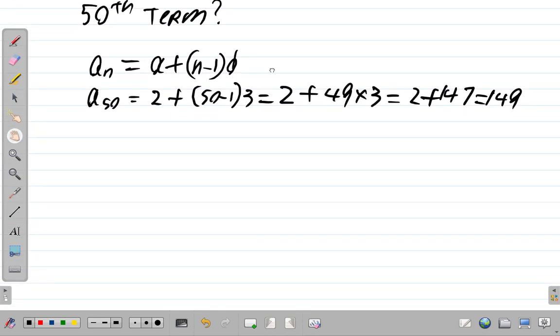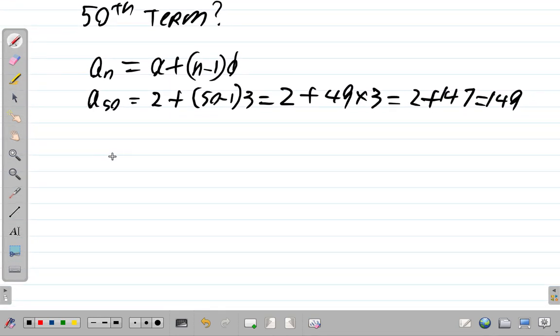Now, let's go to that second example that I promised you. We have the first few terms. Let us say the terms of this arithmetic sequence are 5, 2, -1, -4, -7, and it goes on and on. The question is, what is the common difference?